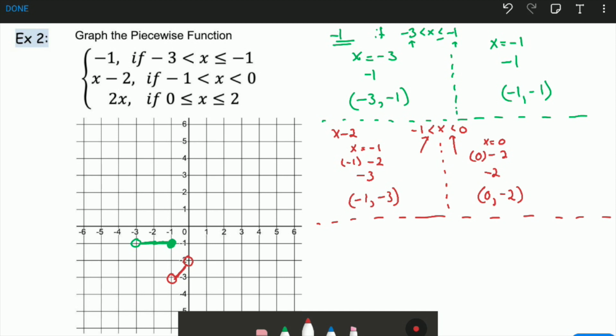Now for our final piece. So our final piece is the equation 2x on the interval 0 less than or equal to x less than or equal to 2. Just like the other ones, we're going to use our 2 endpoints. Our first endpoint is at x equals 0. And we'll plug that in, 2 times 0, which is 0. So the ordered pair, 0 on x, 0 on y, solid dot.